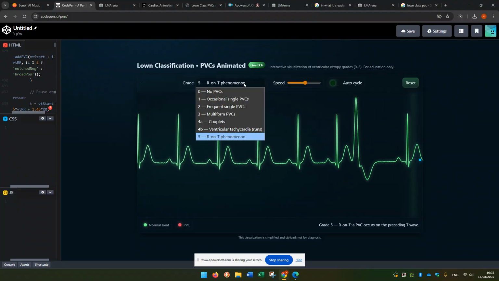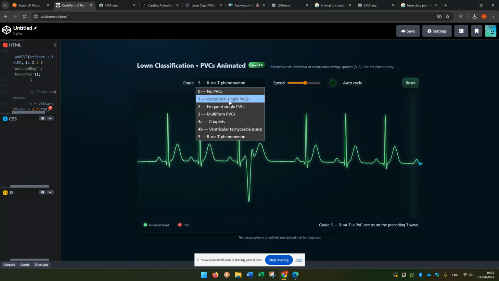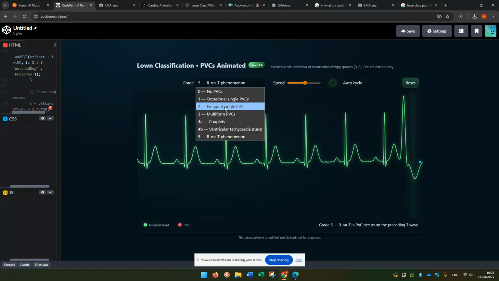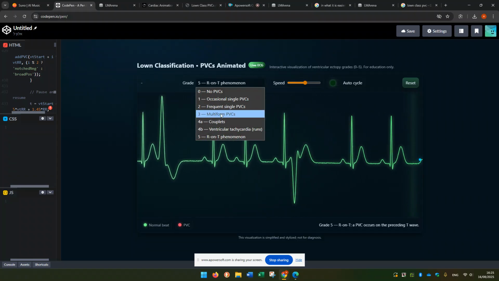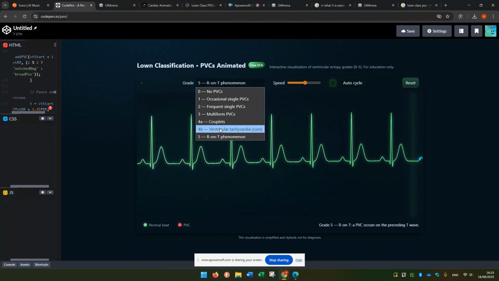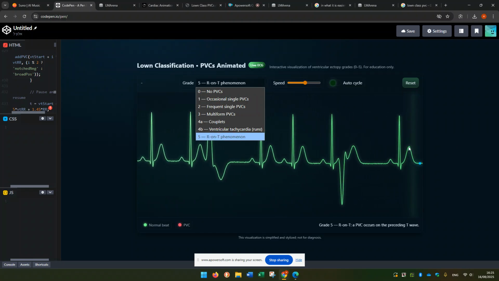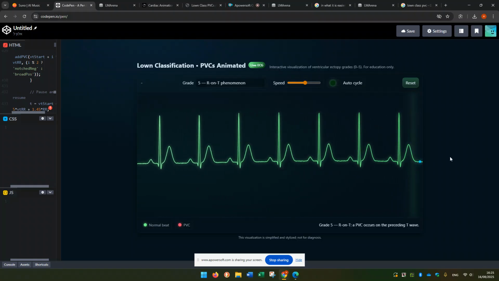So this is it. This was about occasional PVCs, less than 30 per hour or less than 1 per minute, then frequent, more than 1 per minute or more than 30 per hour, that don't have the characteristics of the others. Then multifocal, multiform PVCs, couplets, triplets, which is non-sustained ventricular tachycardia, and the R on T phenomenon, the most dangerous one. This was about the Lown classification for PVCs.